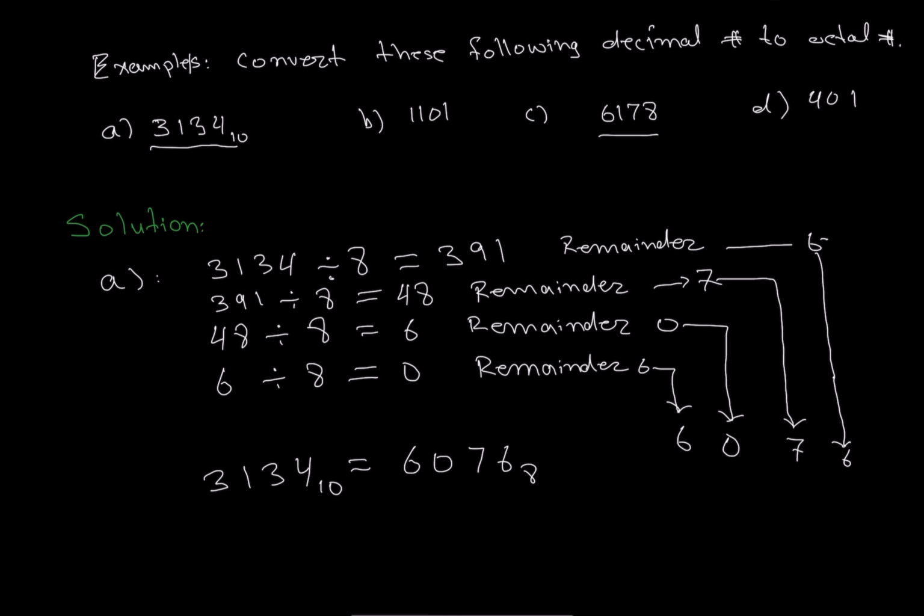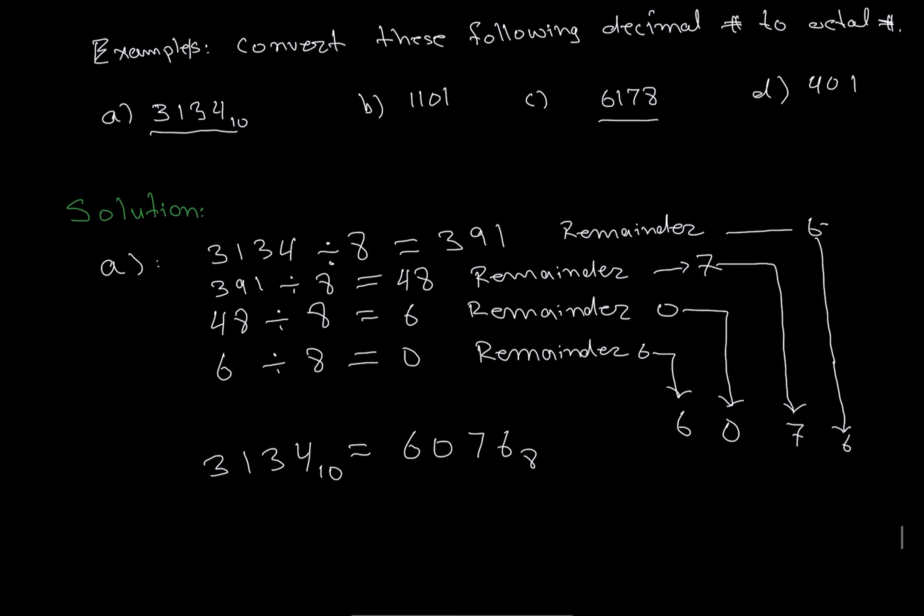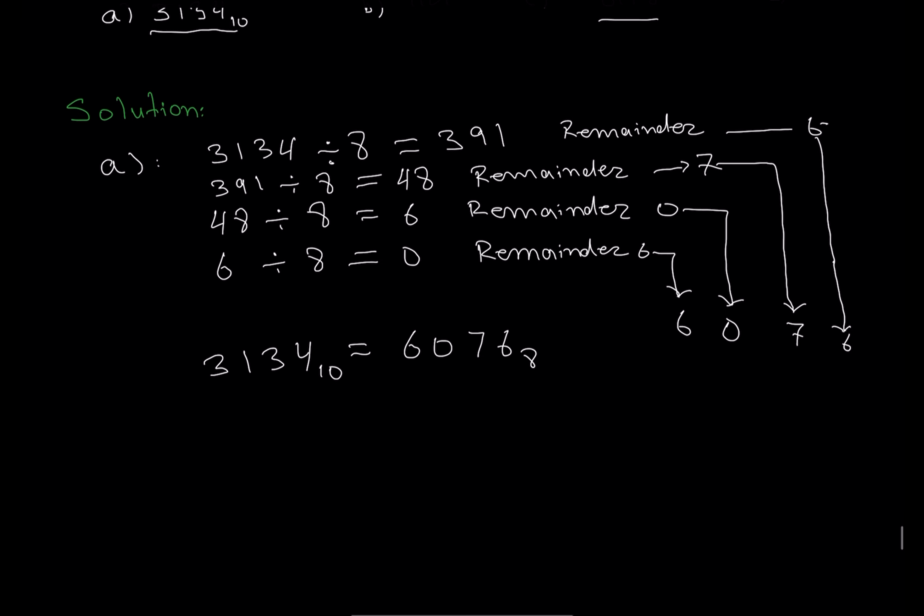So there was the 3134. We get 6076 as an octal number. Alrighty, so that wasn't that tough. Let's do the example number C. We will do example C.